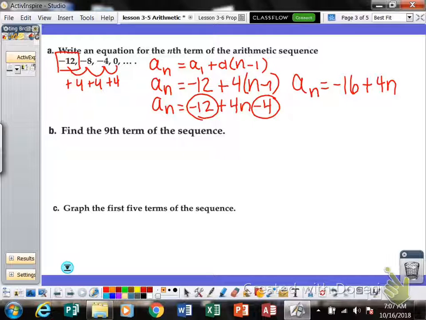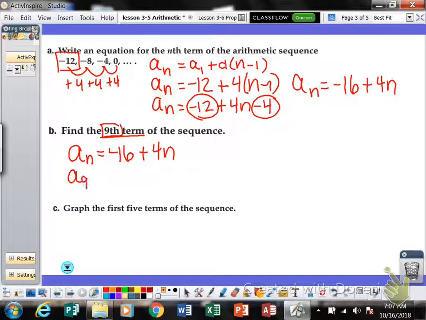So there is my equation for the nth term of that sequence. Now, since I know the equation for finding an unknown term, let's find the 9th term. So a sub n equals -16 plus 4n. Now I want the ninth term.